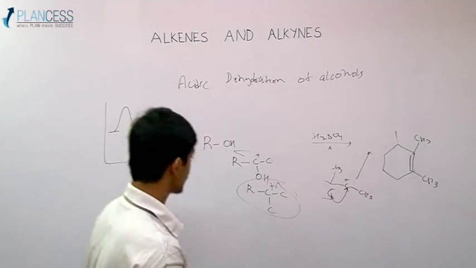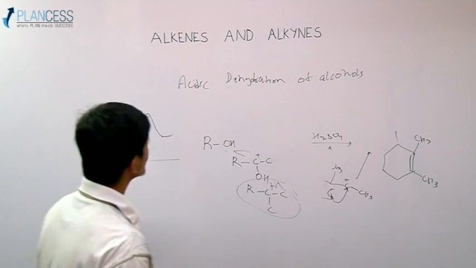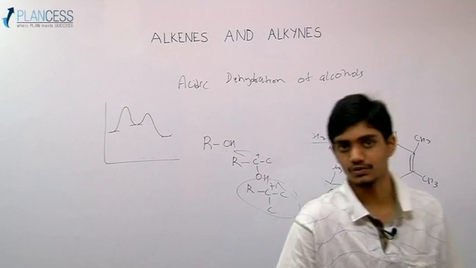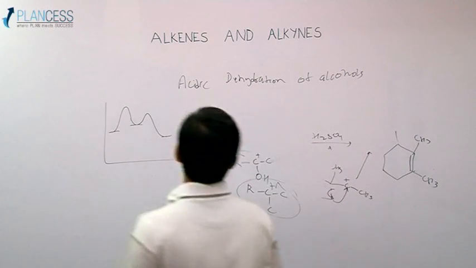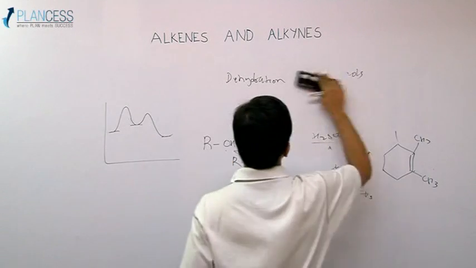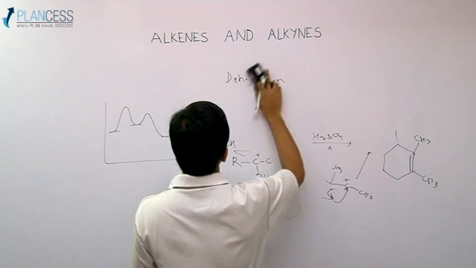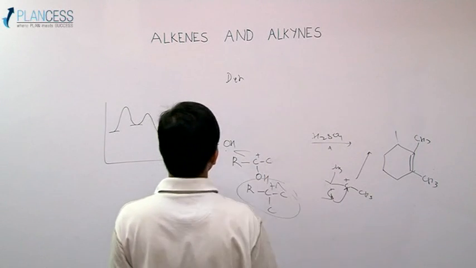Now let us see the last preparation method, which is very much the same as the dehydrohalogenation, which is called the dehalogenation. So it is dehalogenation of obviously dihalogen compounds.